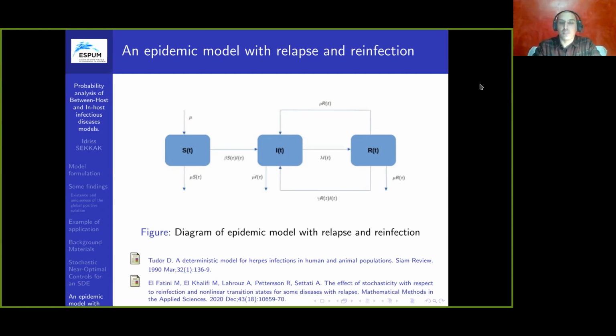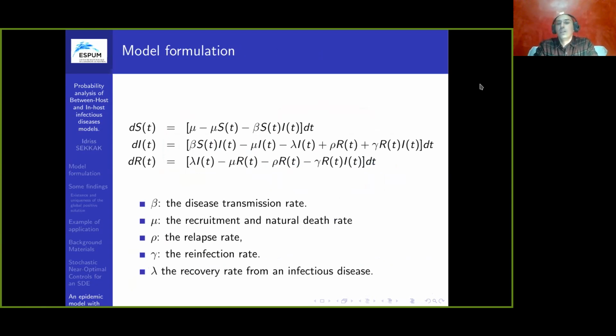Also, we try to formulate a more general way for reinfection by the gamma RI. That means every recovered individual who gets in contact with an infected individual will go back into the infected stage. So for the deterministic model, the ODEs are described as follows. The parameters are: beta is the disease transmission rate, mu is the recruitment and natural death rate, rho is the relapse rate, gamma is the reinfection rate, and lambda is the recovery rate from infectious disease.